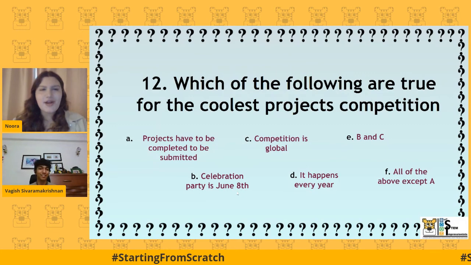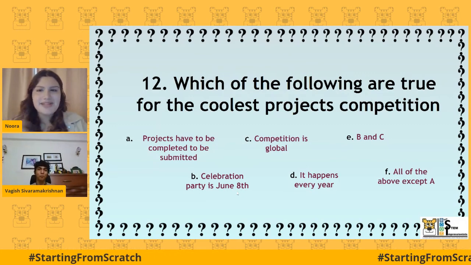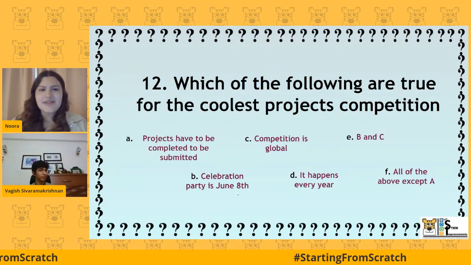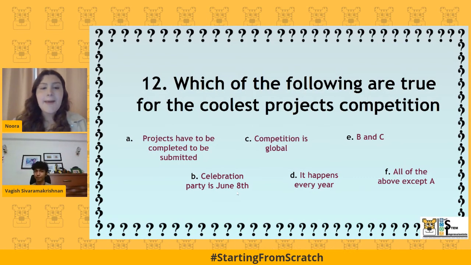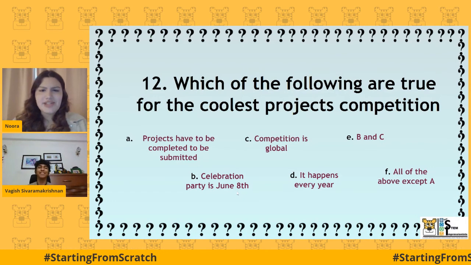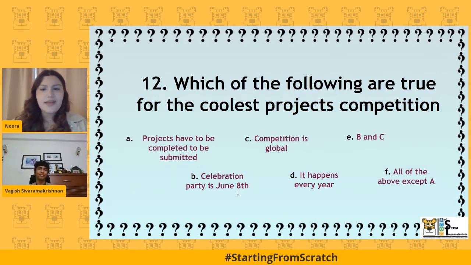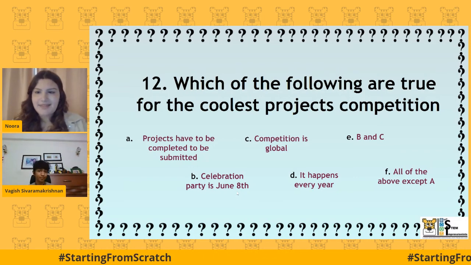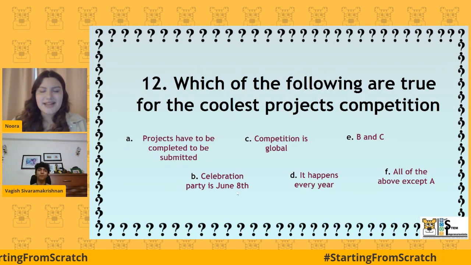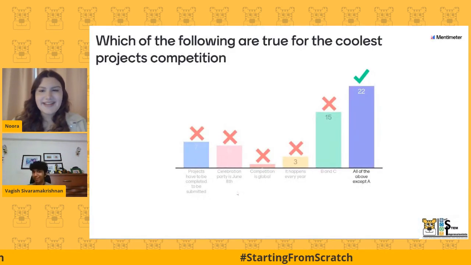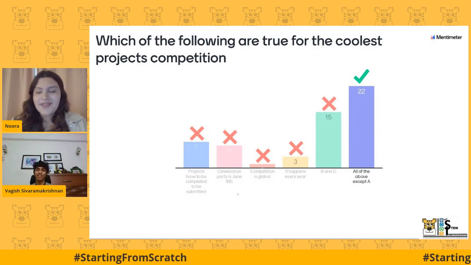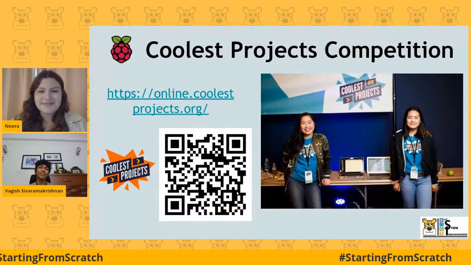Which of the following are true for the coolest project competition? A, projects have to be completed to be submitted. B, celebration party is June 8th. C, the competition is global. D, it happens every year. E is B and C. Or F, all of the above except A. Hmm, it's kind of specific. Let's see. Excellent job. Yes, it is all of the above except A. It does happen every year.